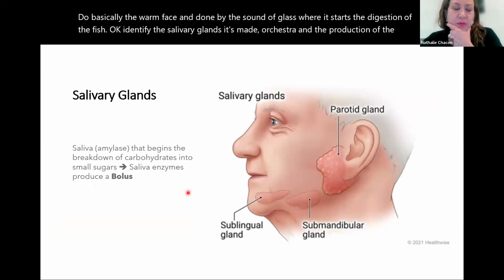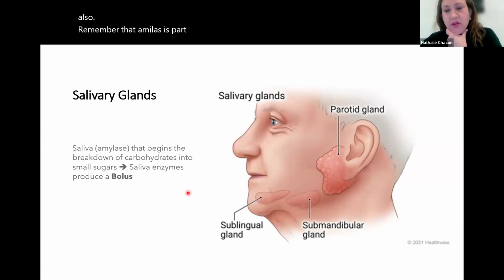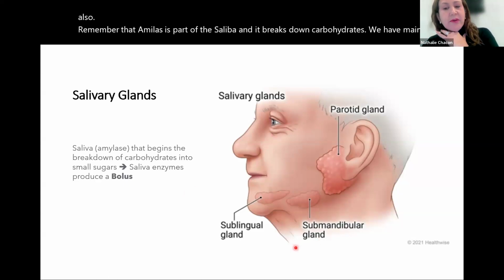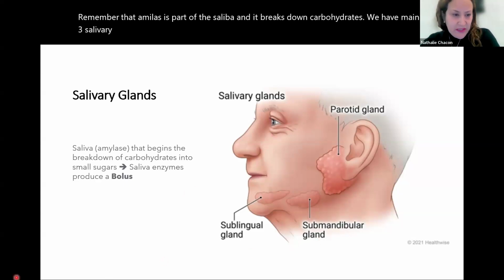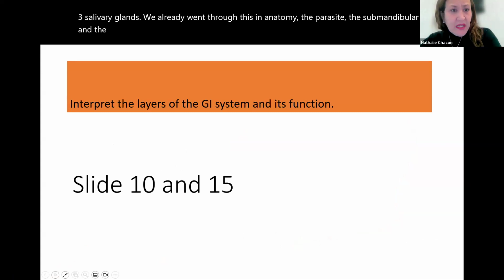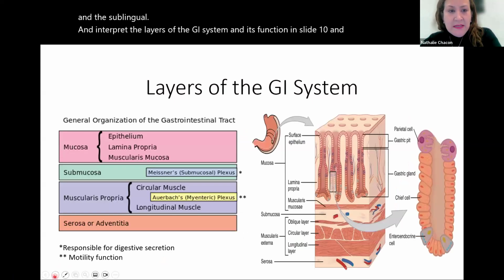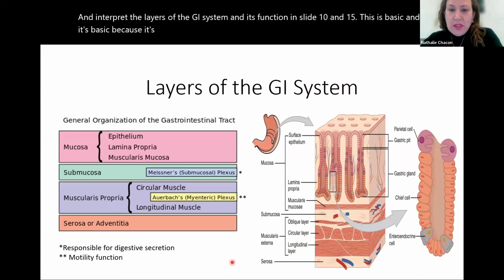Also, remember that amylase is part of the saliva and it breaks down carbohydrates. We have three main salivary glands. We already went through this in anatomy: the parotid, the submandibular, and the sublingual. And interpret the layers of the GI system and their function in slides 10 and 15. This is basic, because it's talking about the organization by layers.